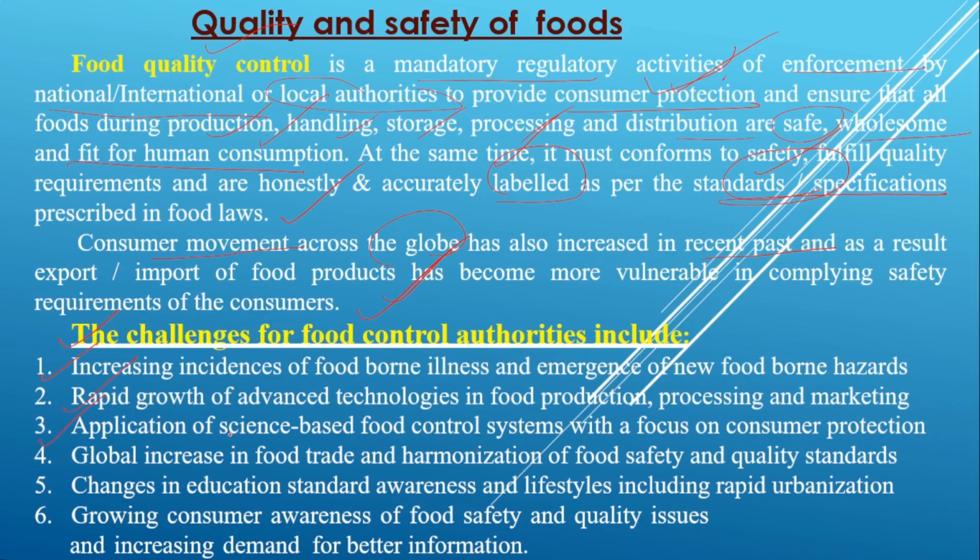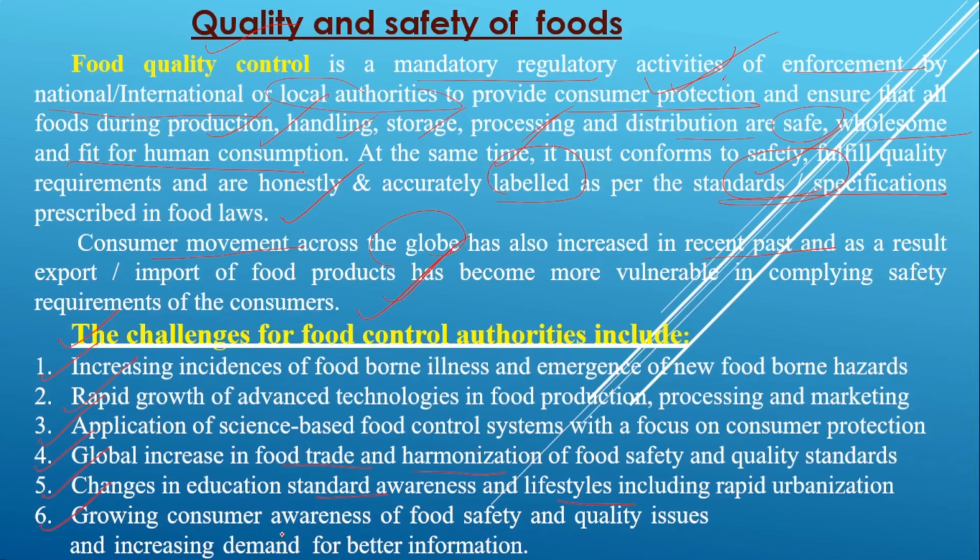Next is the application of science-based food control systems with a focus on consumer protection. Next is the global increase in food trade and the harmonization of food safety and quality standards. That is, food trade across countries demands a common set of safety standards to ensure consistent quality globally. Then, changes in education standards, awareness and lifestyles, including rapid urbanization and growing consumer awareness of food safety and quality issues, are increasing the demand for better information.